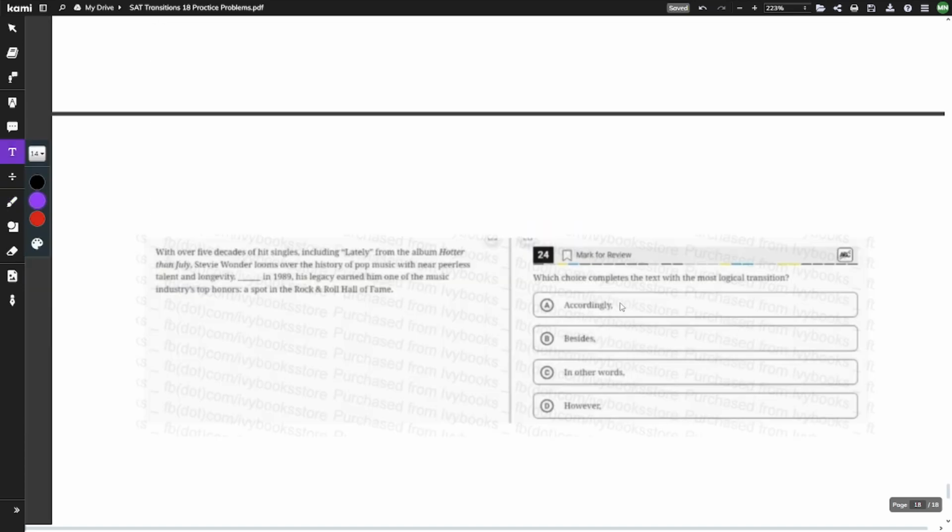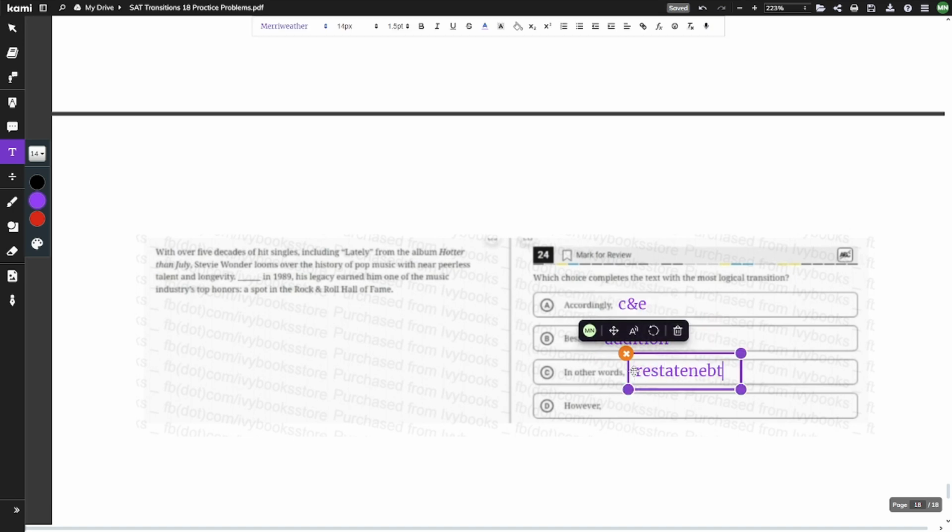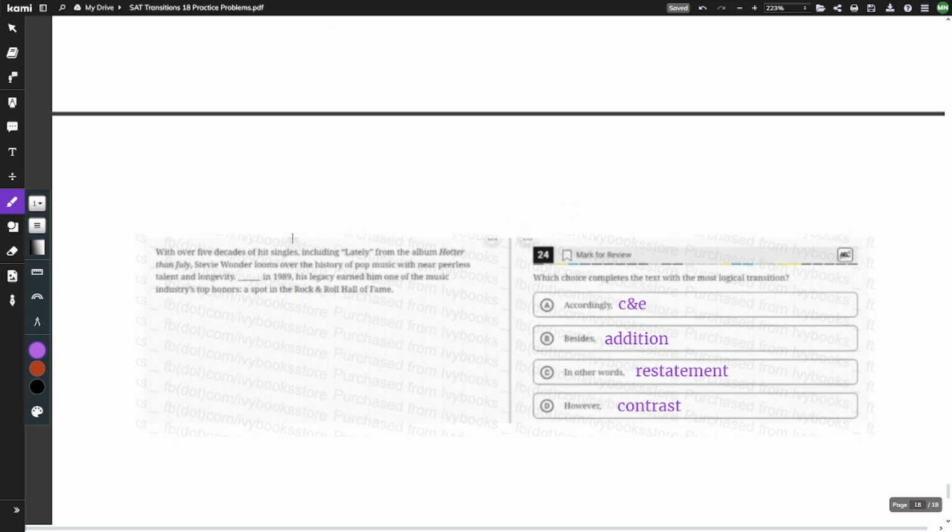Question number 18. Let's look at answer choices and see what categories they belong to. Accordingly is going to be cause and effect. Besides, a little interesting, but I'm going to say addition. In other words is restatement. And however is contrast. Alright, now these match, let's look at our text.